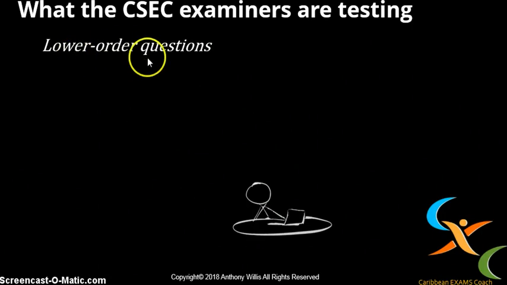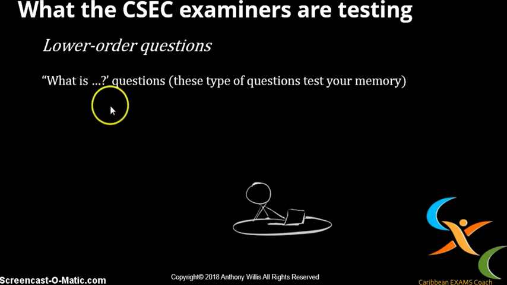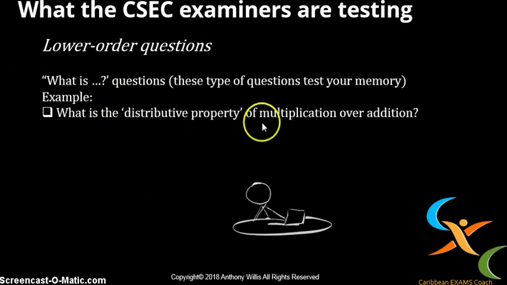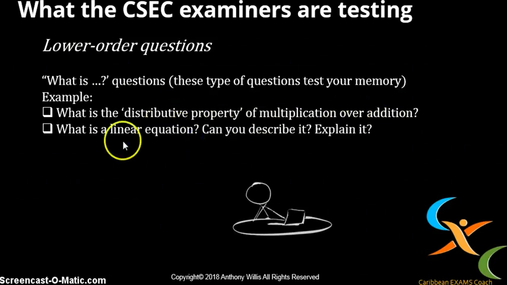Now, lower order questions. When you use your textbook, you have to ask yourself lower order questions. What is, for example, the distributive property of multiplication over addition? If you don't know the distributive property and the other properties, well, you'll be puzzled. What is a linear equation? Can you pause the video and say what a linear equation is? Can you describe it? Can you explain it?